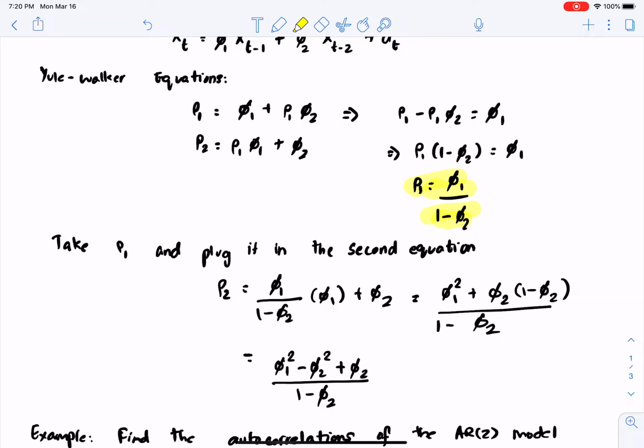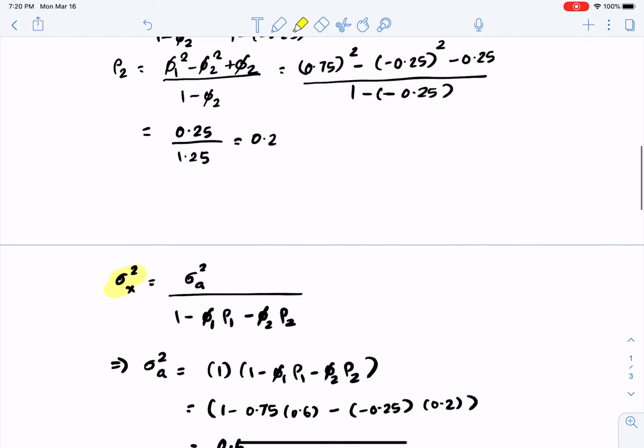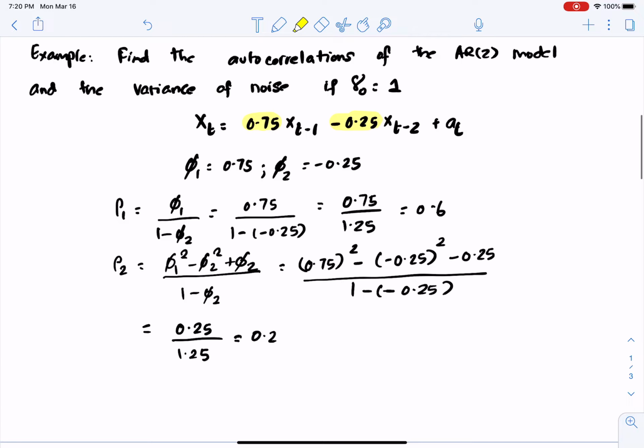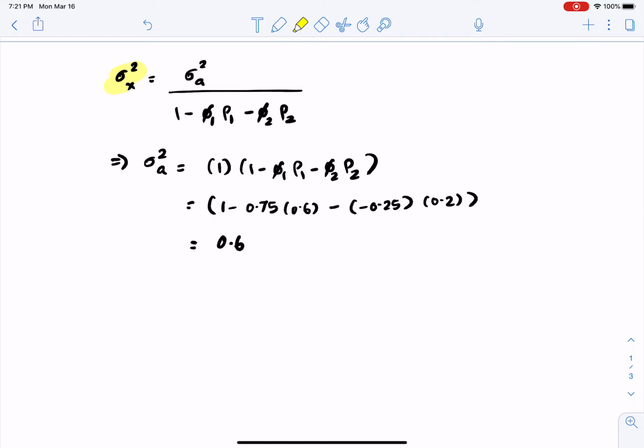phi1 squared minus phi2 squared plus phi2 over 1 minus phi2, and we could find rho 2 using that formula. And once we have the autocorrelation values and the coefficient values are given in the problem, such as here, we have 0.75 for phi1 and negative 0.25 for phi2, we can readily plug that into the noise variance formula, and we can find the variance of noise as well. That is a good place to stop.